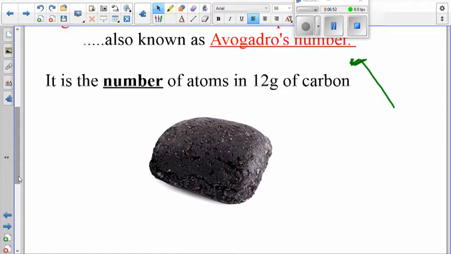This number originally came from the idea of how many atoms are in 12 grams of carbon. Okay? How many atoms are in 12 grams of carbon? This is why carbon's formula weight is 12. Okay? You do not need to know that. You just need to know the mole equals Avogadro's number. That's all you need to know so far.